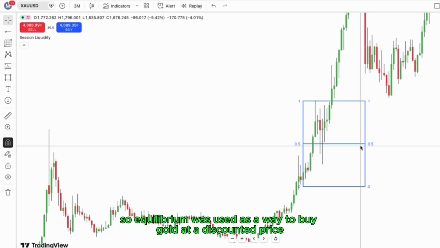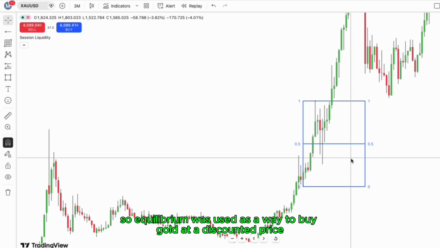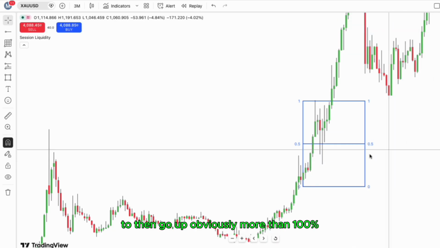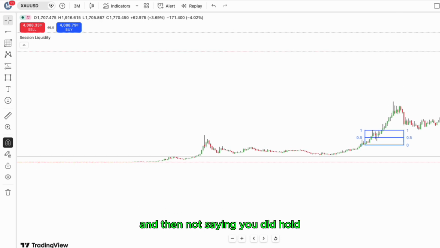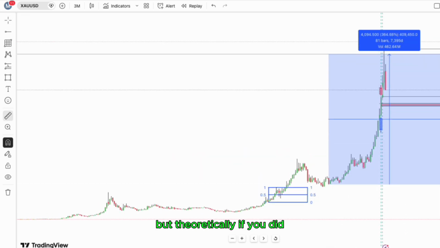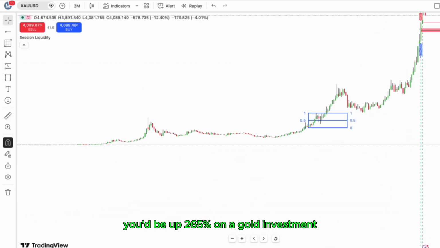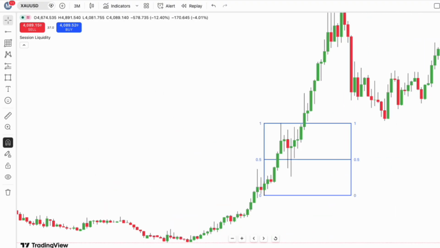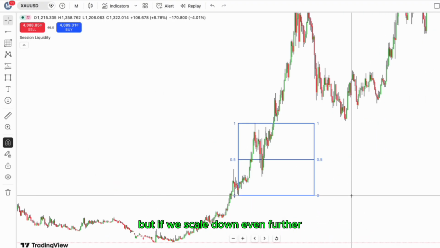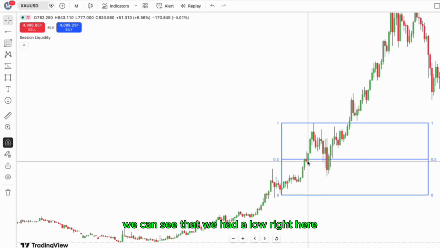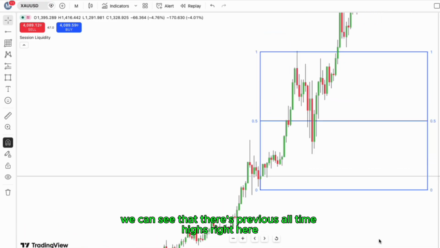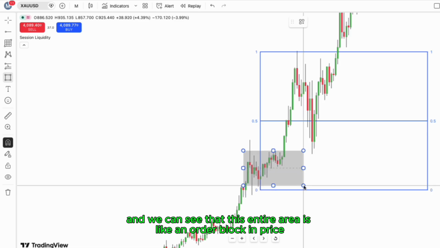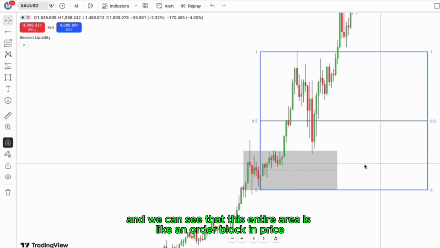So equilibrium was used as a way to buy gold at a discounted price to then go up, obviously more than 100%. And then, not saying you did hold, but theoretically, if you did, you'd be up 265% on a gold investment. But if we scale down even further, we could see that we had a low right here. We could see that there's previous all-time highs right here. And we could see that this entire area is like an order block. And price perfectly filled in.